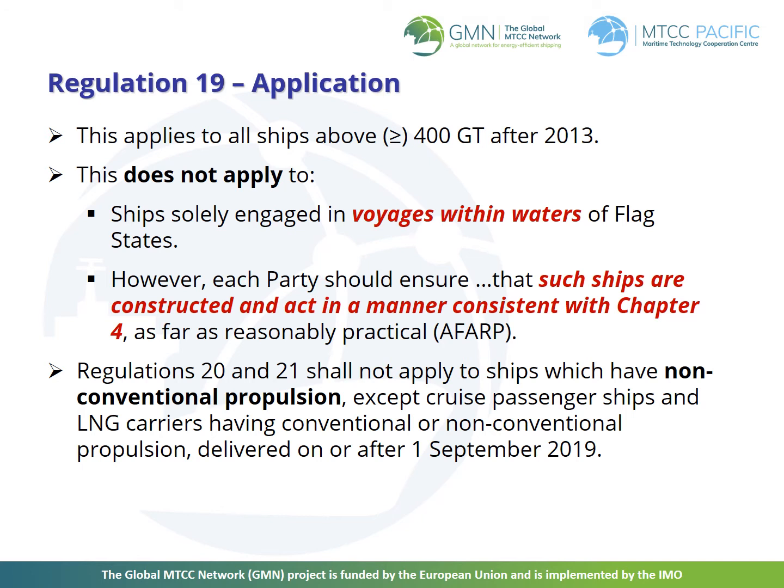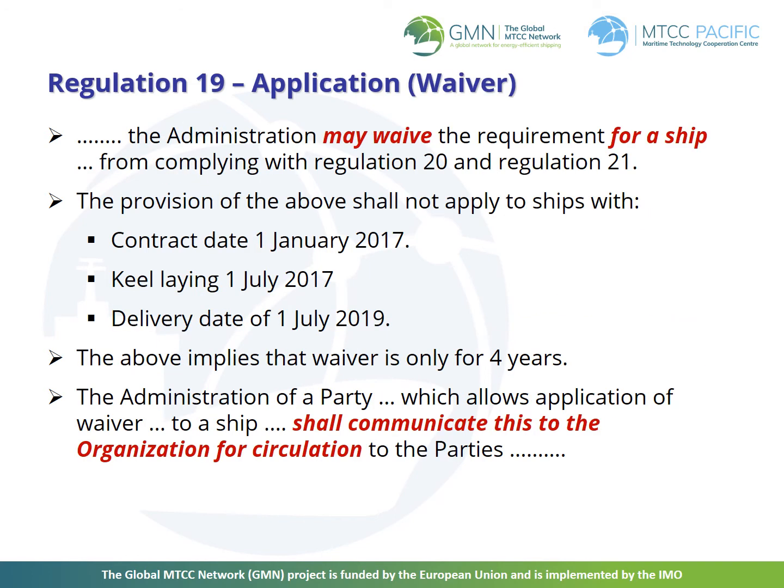Regulations 20 and 21 do not apply to ships which have non-conventional propulsion. This is with the exception of cruise passenger ships and LNG carriers having conventional or non-conventional propulsion and that are delivered on or after the 1st of September 2019. The administration may waive the requirement for a ship from complying with Regulation 20 and Regulation 21.